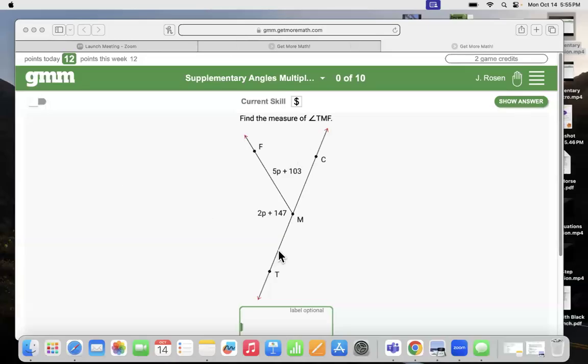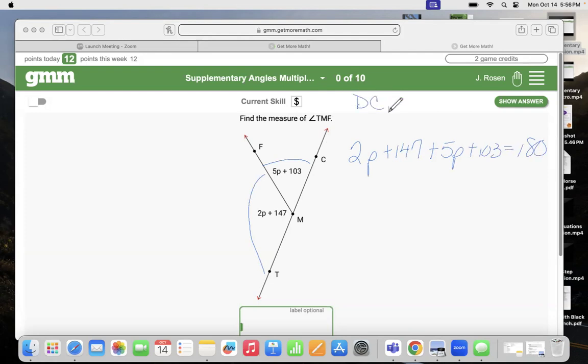All right, we're working some more on supplementary angles. If you notice, again, supplementary adds to 180. And in this case, we have two expressions. We have this piece here and this piece here. So we are going to add those two together because, again, those two angles add to be the straight line, which is 180. So 2p plus 147 plus 5p plus 103 equals 180.